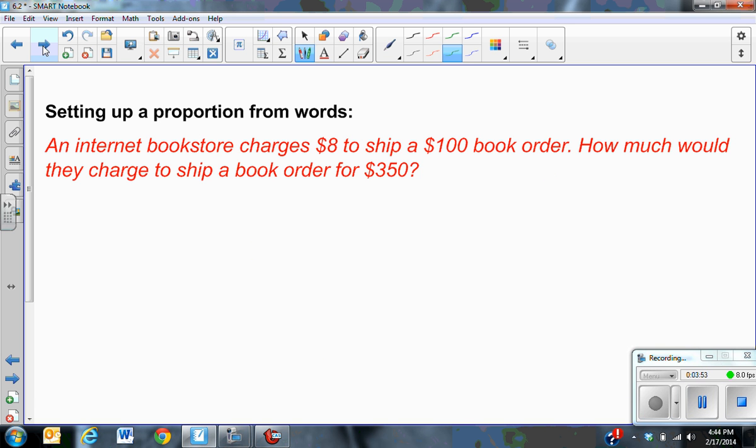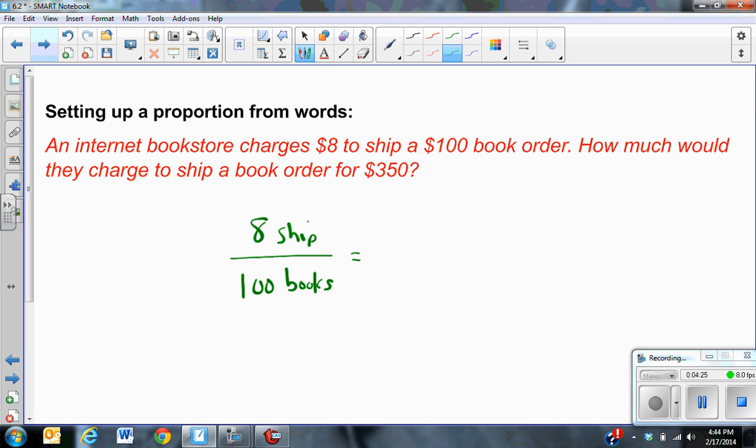All right, let's set one up from words, and then we'll be done. So we have an internet bookstore that charges $8 to ship a $100 book order. How much would they charge to ship a book order for $350? Well, we have to find the shipping charge, right? So we can set up a proportion. We know it costs $8 to ship $100 of books.